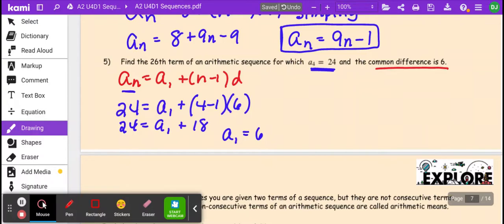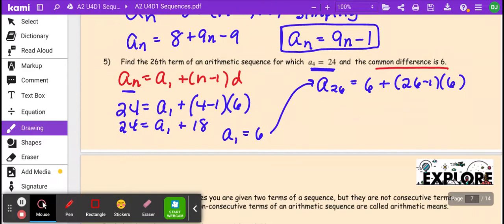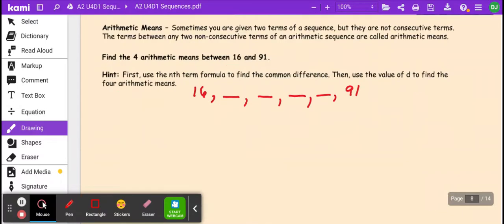All right, now I can use this, right, to do my job and find the 26th term. Okay, so that would be 6 plus 26 minus 1 times 6. And again, at this point, use your calculator so we don't make a mental math mistake and get 156.